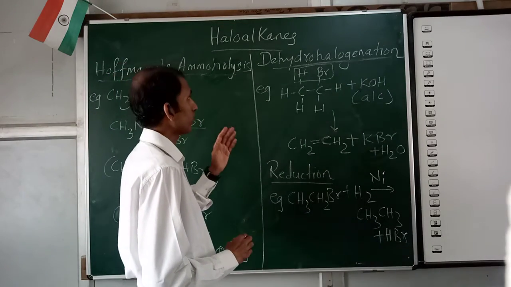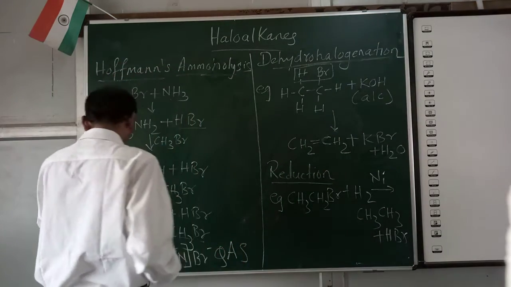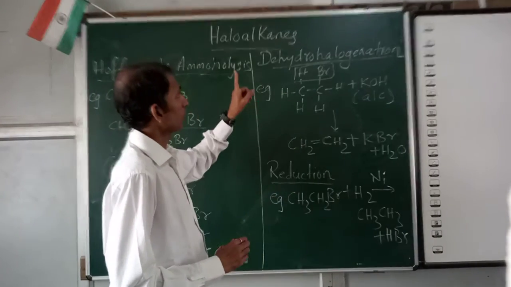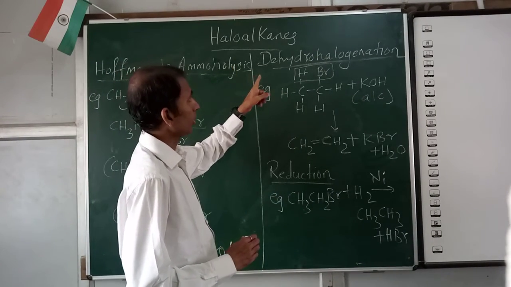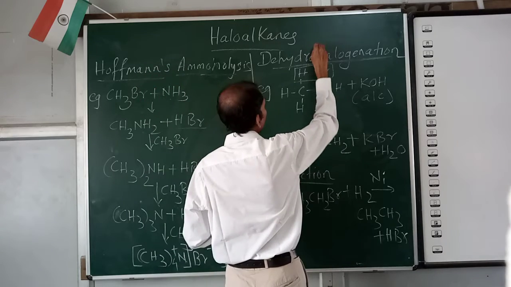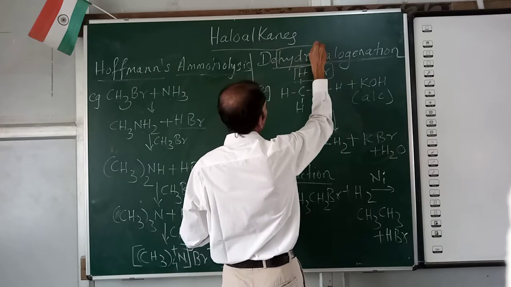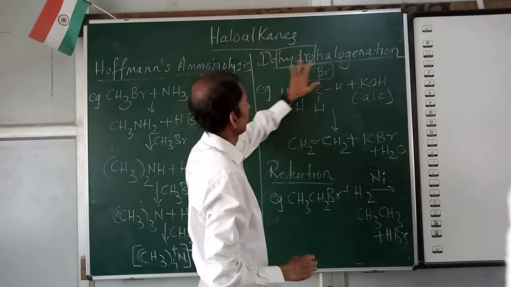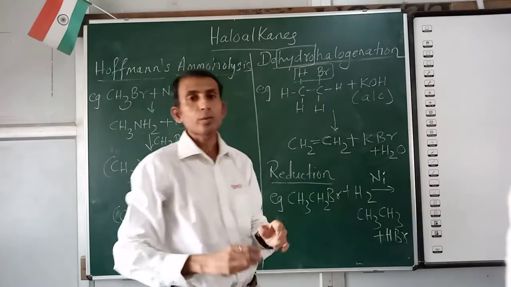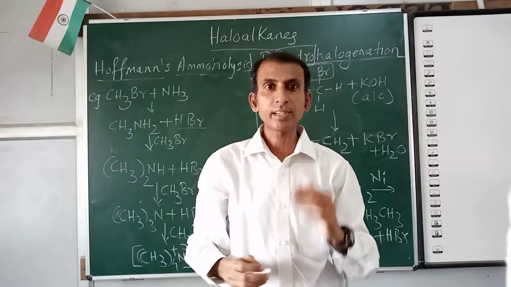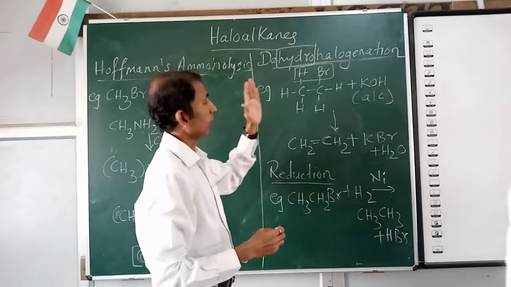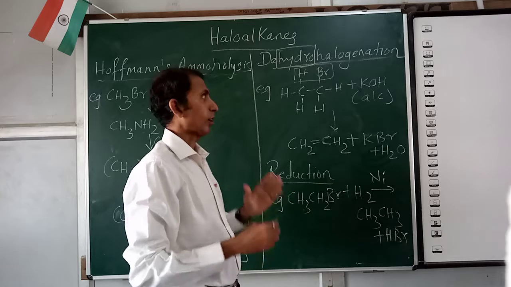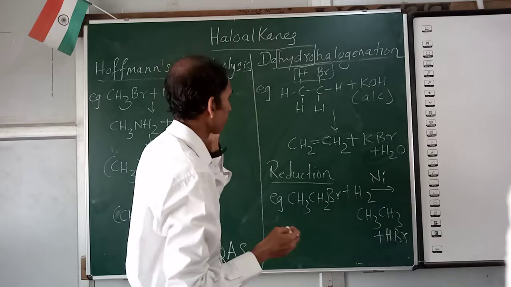Now here dehydrohalogenation means De means removal, hydro means hydrogen and halogen. So which are the atoms and molecules lost here? Hydrogen and halogen atom. Now let's see what is the reaction.